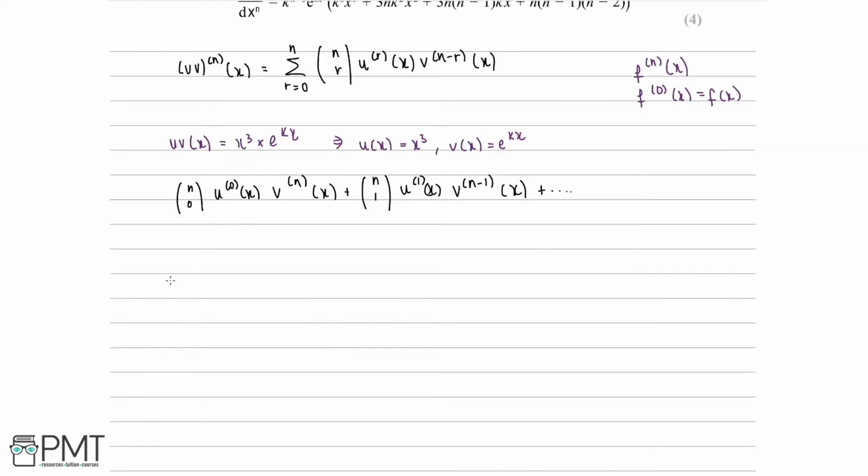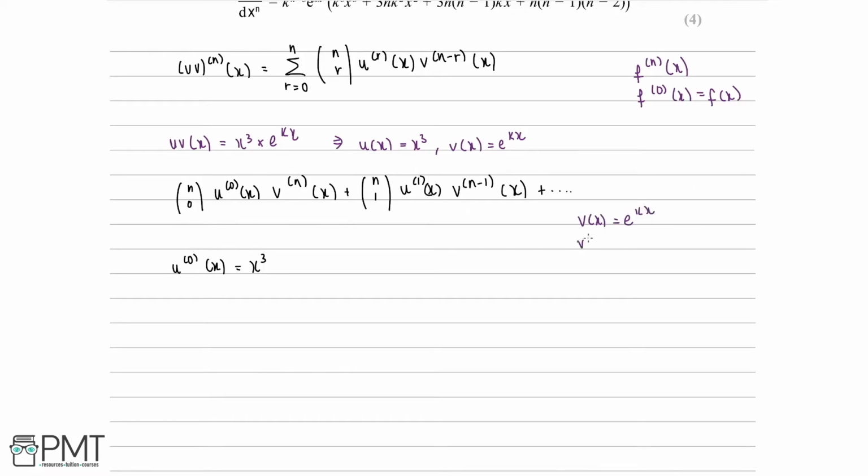Well, the 0th derivative of u will just be x cubed, and we need the nth derivative of v in order to find our first term. Well, it's not immediately obvious how we can find the nth derivative of v. However, you can note that v is actually an exponential function. So v of x is equal to e to the power of kx.